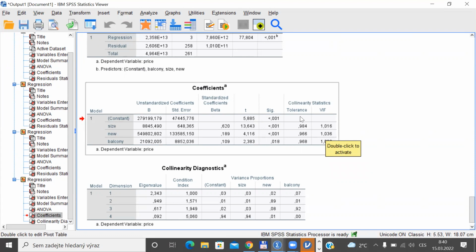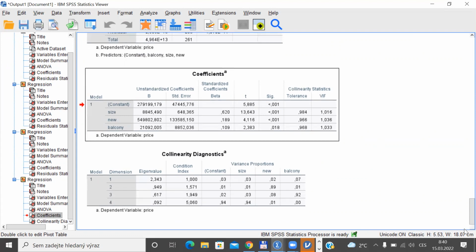So once again, the recommendation for tolerance. If it is below 0.2, or some people say below 0.1, so this is strong multicollinearity and you should solve it. For VIFs, just the opposite, above 5 or above 10 is a recommendation that you should solve the problem. So that's tolerances and VIFs for every predictor. Here we can see no strange points or no strange values. So there is no multicollinearity in this model at all.